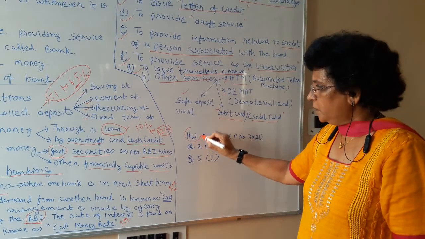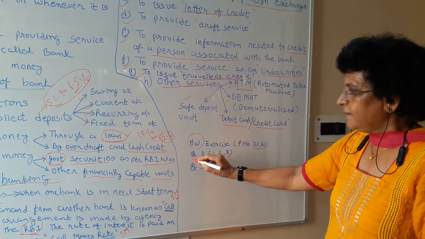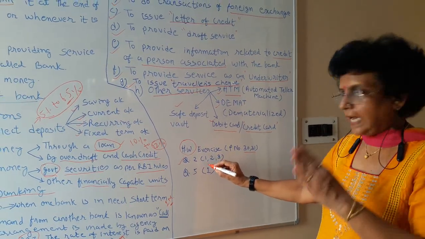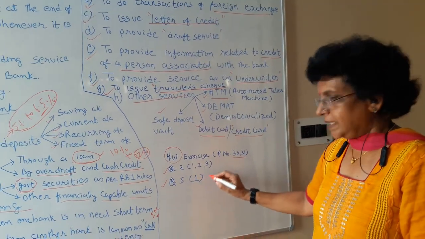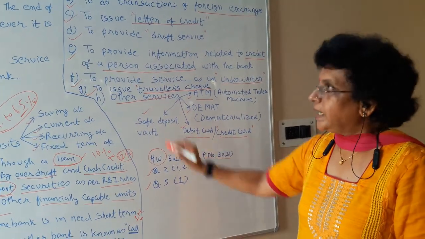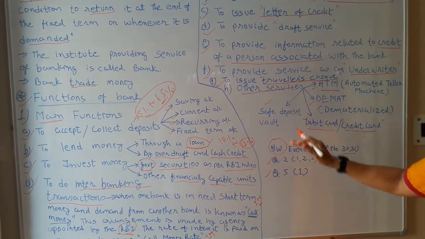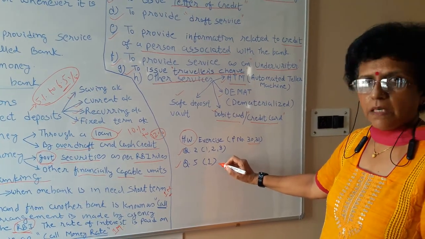Now for your homework, you have the exercise on pages 30 and 31, question number 2, the one-liner answers, questions 1, 2 and 3, and question 5, which is a 5-mark question, where the meaning and all the functions are explained in detail, that is the 5th question, point number 1.